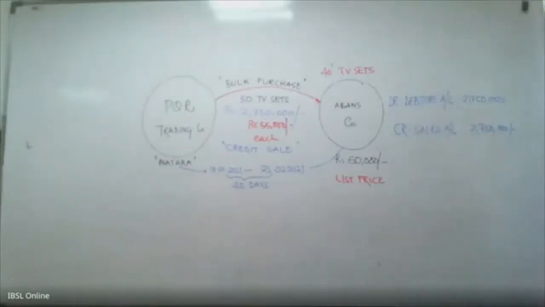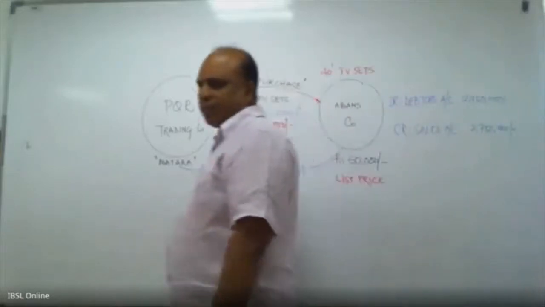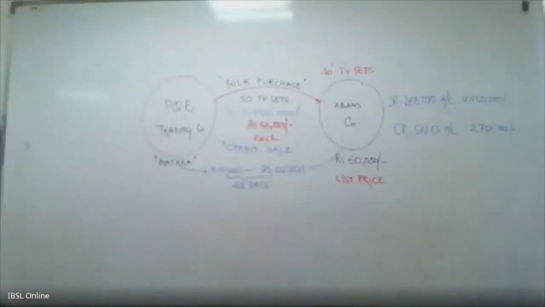What is the ledger account? Debit debtors, credit sales. Right. Okay. Now I feel that it is clear now. Okay. Right. Now look what is going to happen.